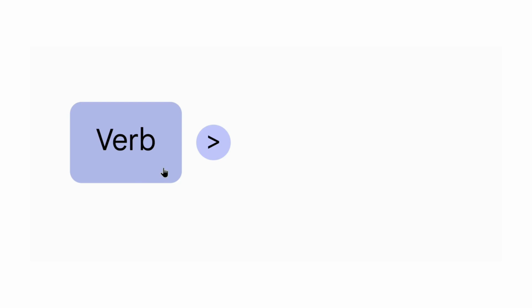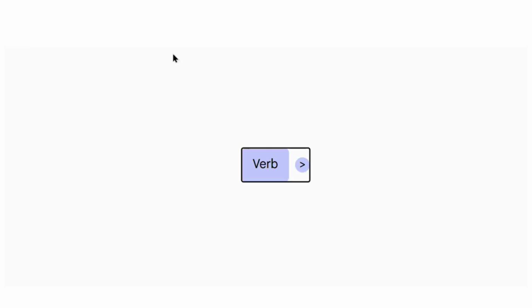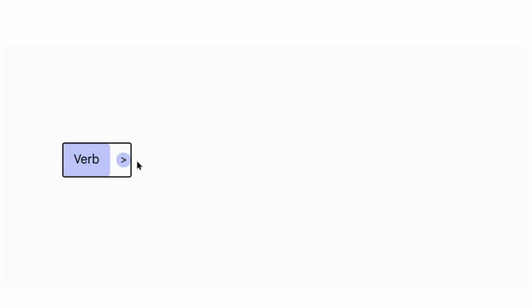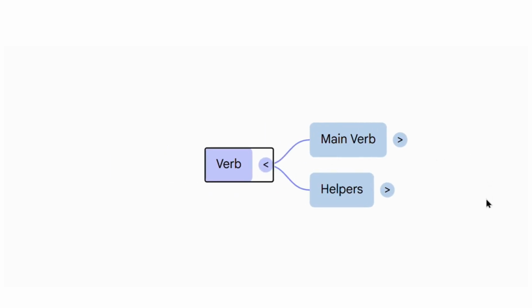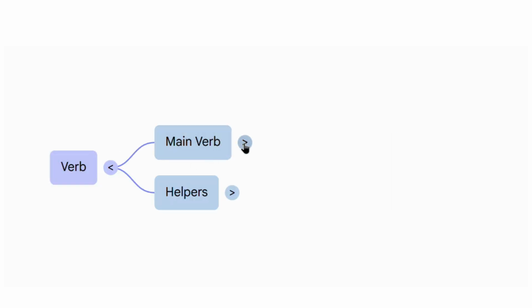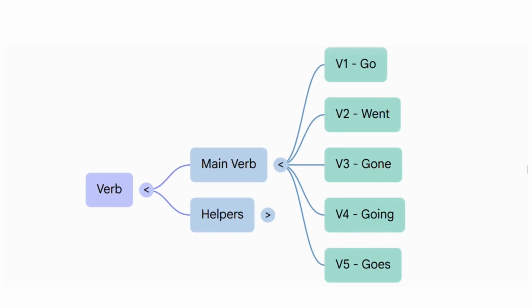As you know already, a verb is an action word. There are two types of action words. I usually call them main verbs and helpers. Helpers are nothing but helping verbs. So what are main verbs? All the action words we have in English, like go, walk, talk, sleep, write, read, speak, listen. These are action words, right?